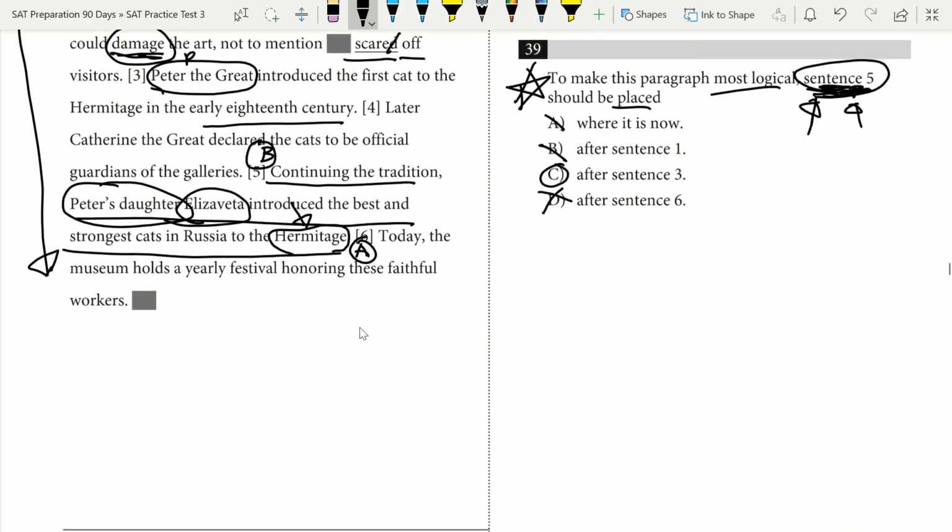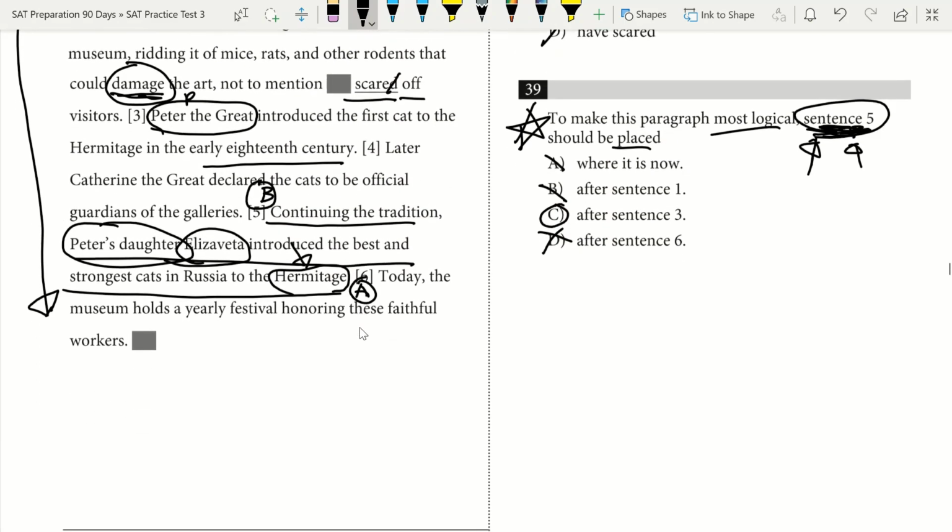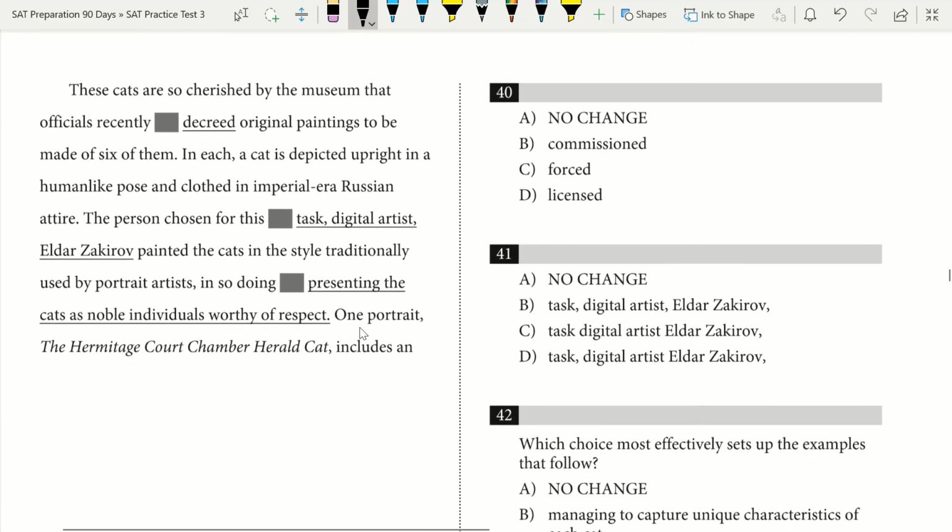So I highly recommend you put that strategy in your notes and adopt it in your practice tests and on the SAT. All right, today the museum holds a yearly festival honoring these faithful workers. These cats are so cherished by the museum that officials recently decreed original paintings?